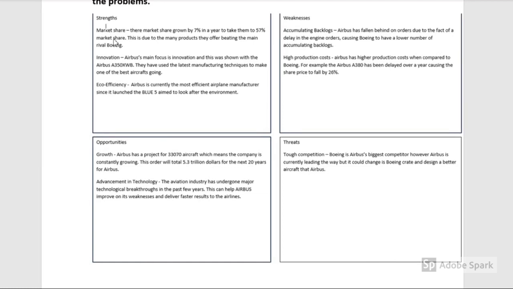So in here I've got 3 strengths: the market share of Airbus, which is 57%, and recently they have just overtaken Boeing completely now, because of Boeing having a disaster at the moment. The innovation, so new engines, new products, and the fuel efficiency, which is one of their biggest strengths over Boeing. The weaknesses, they were getting a lot of backlogs and the high production costs.